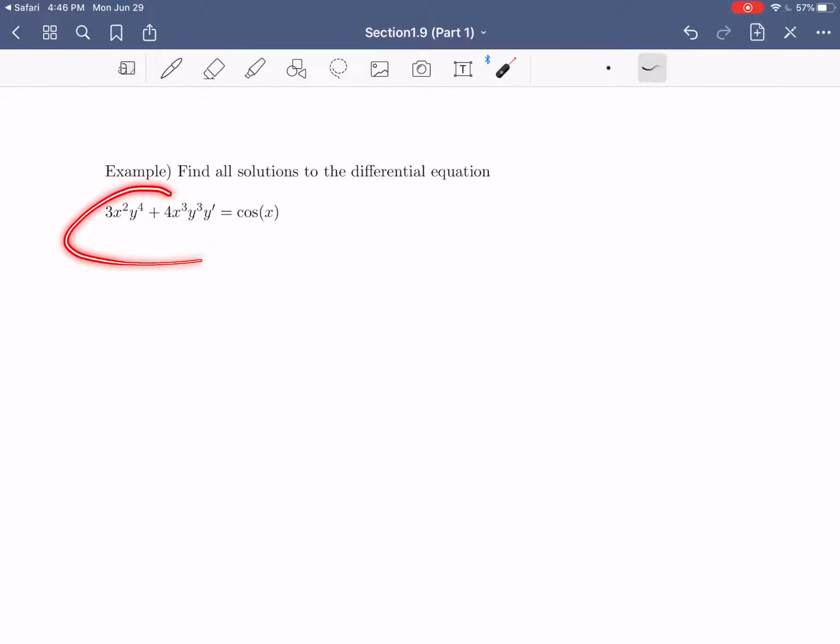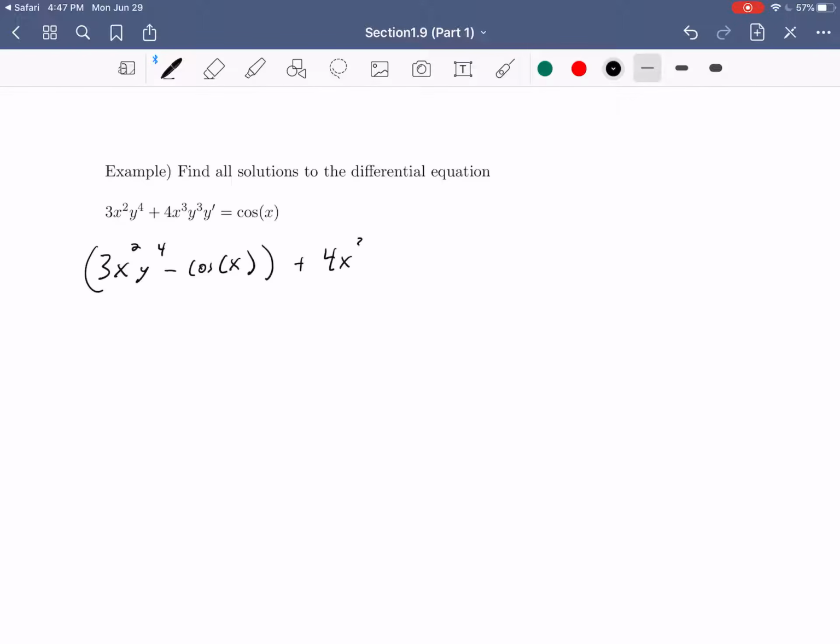So what we're going to do is first write this into the format that we want. So we want to bring this cosine x over onto the other side. So 3x squared y to the fourth minus cosine x. I'm going to put some parentheses around there because that's going to be this piece. And then we have our 4x cubed y prime equals 0. Now, in our notation, just to use a little bit of color to help you see this, this is what we're claiming as the M, and this component here, not including that y prime, is being viewed as the N. So let's do our check for exactness.